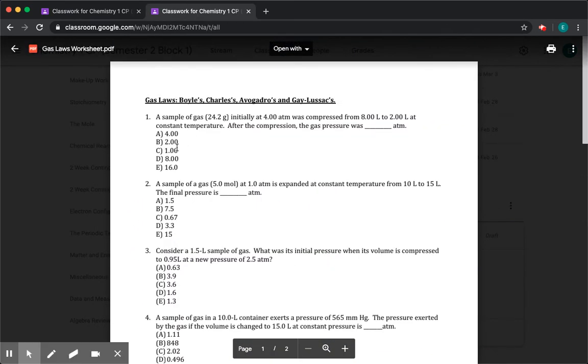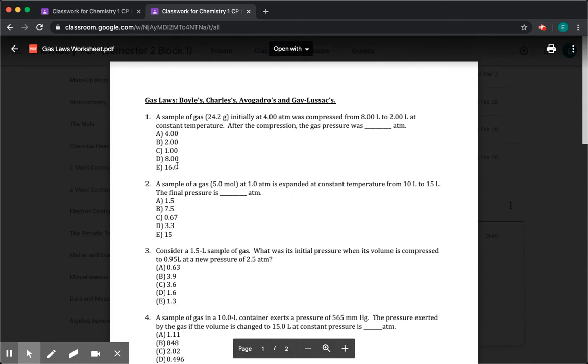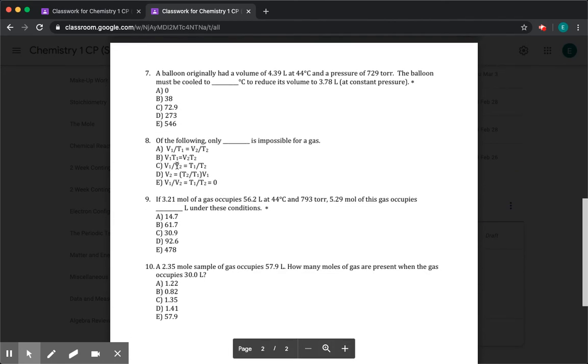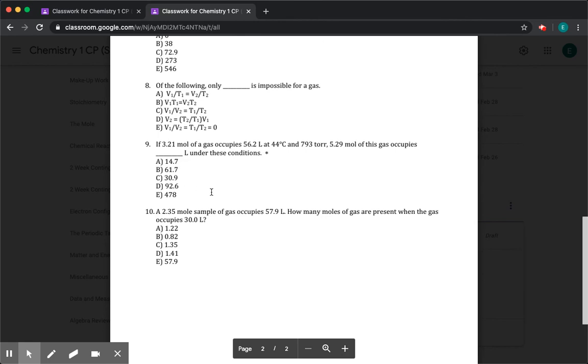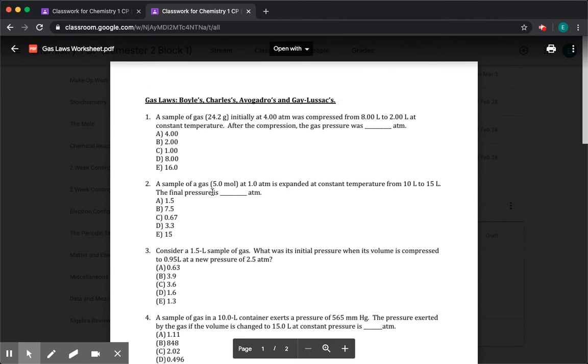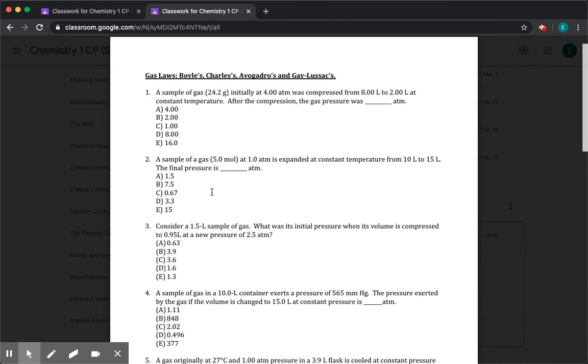Okay, worksheet. It's all multiple choice. 10 multiple choice questions. I do believe all of them are going to require a calculation. All of them are going to require some type of calculation. So let me do number 1 and number 2 with you.